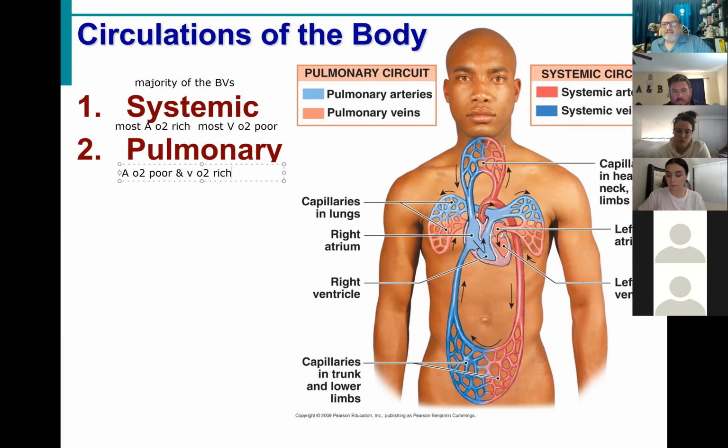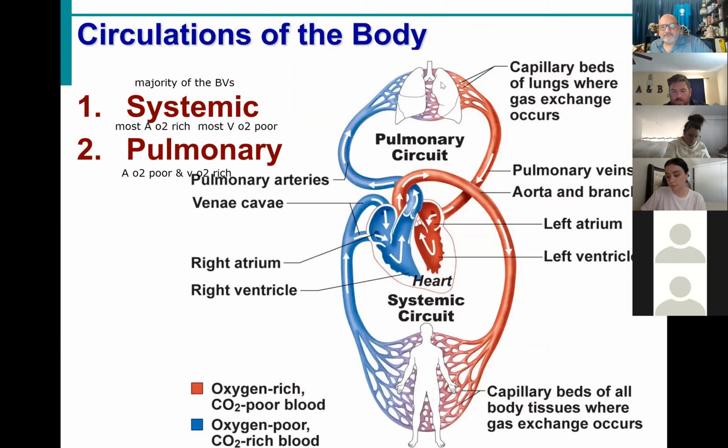And so we see that oxygen poor blood being pumped out of the right ventricle into the pulmonary trunk, pulmonary arteries to the lungs for that gas exchange, and then back to the heart. And here's another pretty picture that shows all of that as well.